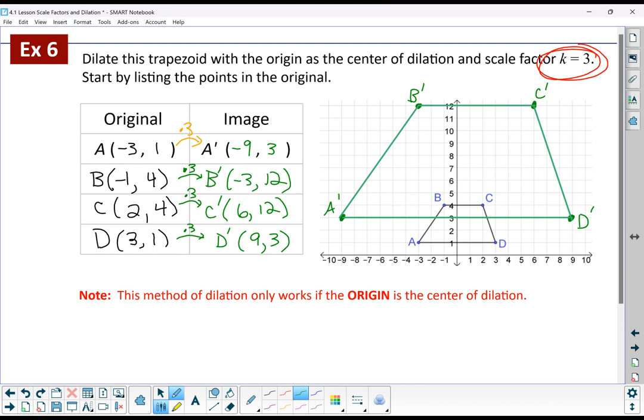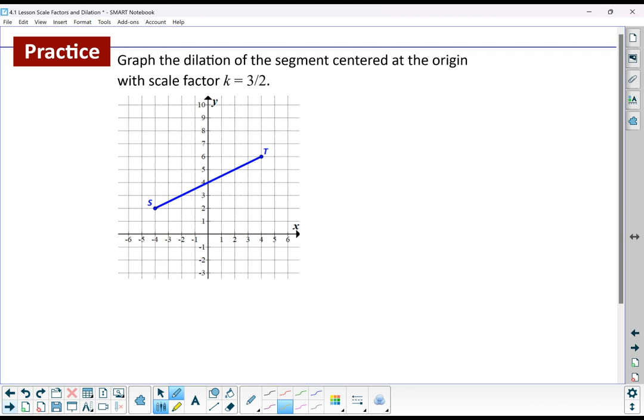Another thing that I think is great to notice is that if you look at the slope of one of the sides in the original figure, the slope of the dilated shape is the same. In other words, they are parallel because their slopes are the same. So that is a great way to check if your dilation is correct. You can just check and see if those sides are parallel to the original.